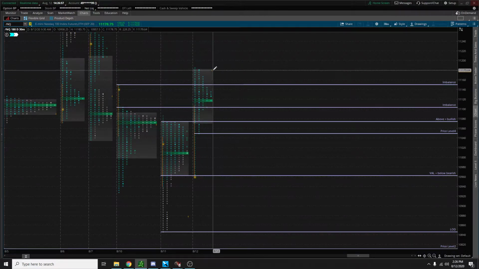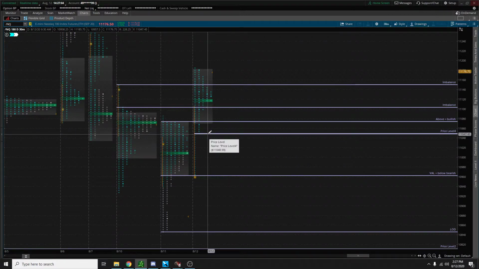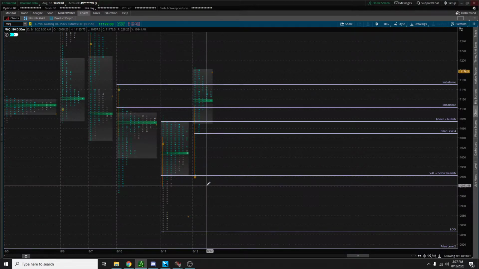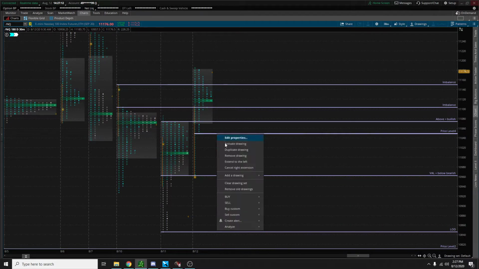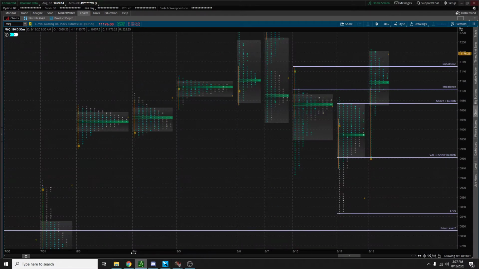Okay, if price were to come down and start testing these areas, we could see it would be very likely for price to just sweep down. Okay, probably break through this low and then maybe come back and balance out. Okay, but let's look at another one.